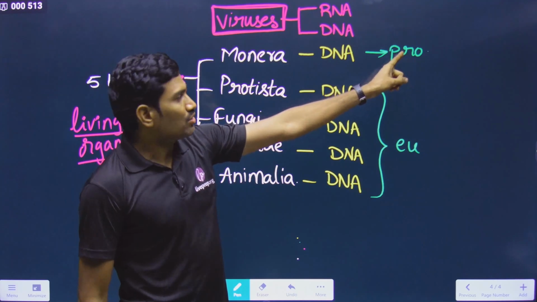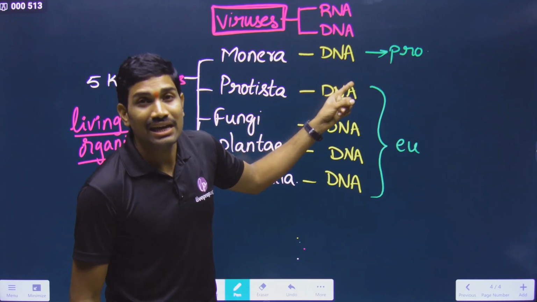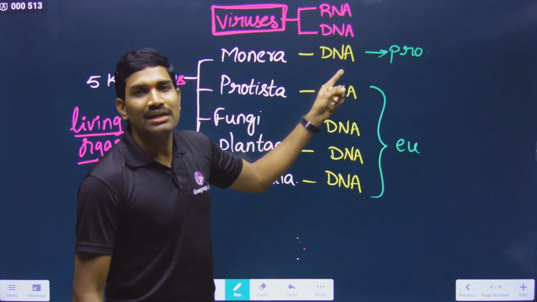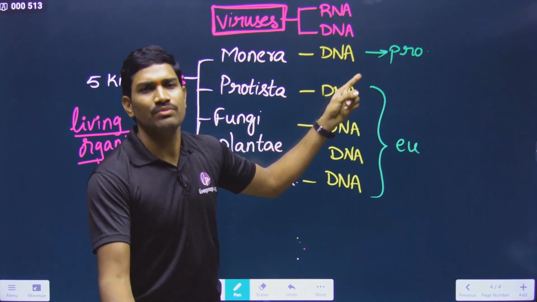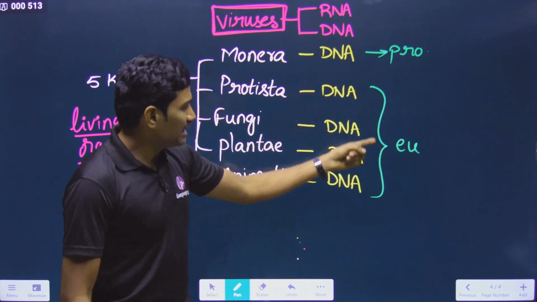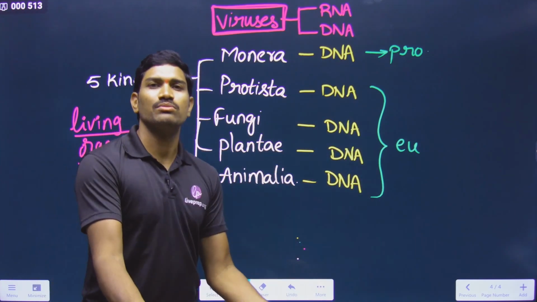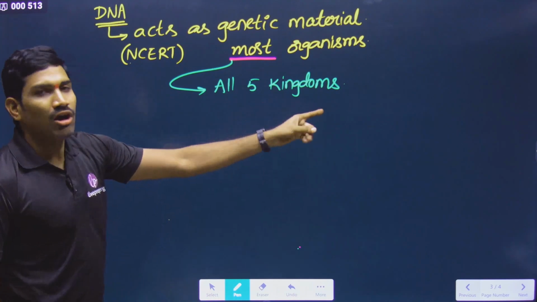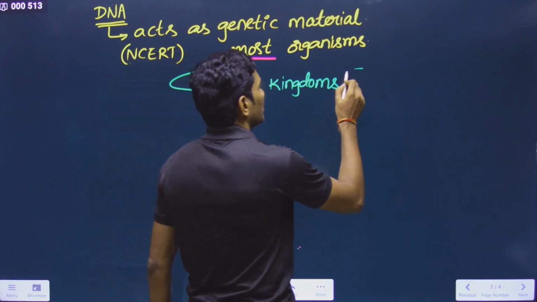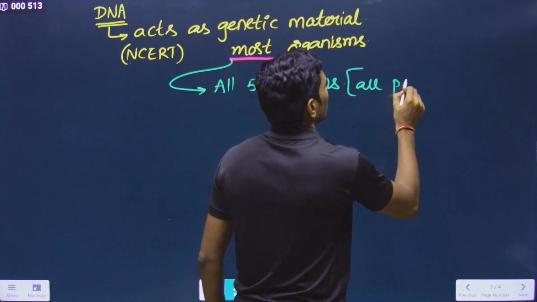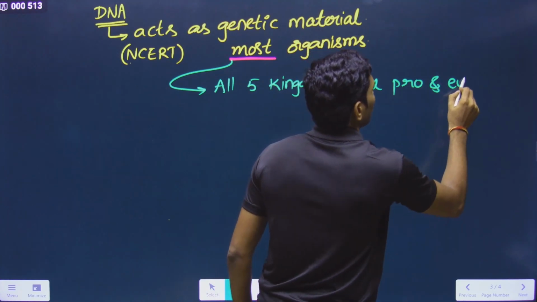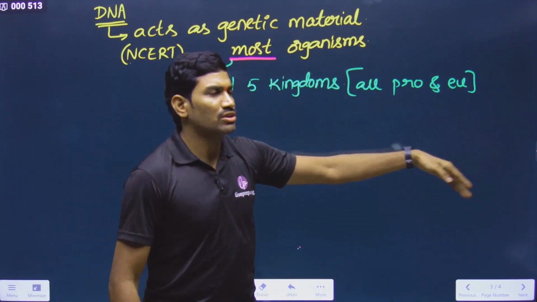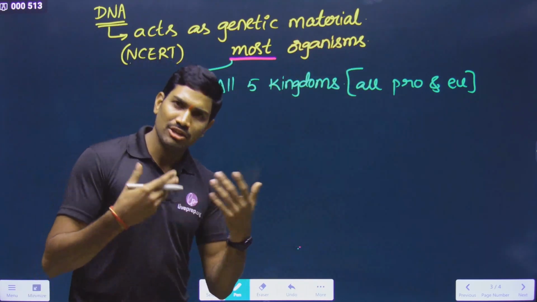All the prokaryotes have DNA as a genetic material. True or false? Yes, it is true. All the eukaryotes have DNA as a genetic material. True or false? Yes, it is also true. So here what you can write? You can write all 5 kingdoms, or you can write all prokaryotes and eukaryotes. Can you write like this? Yes. All prokaryotes and eukaryotes also have DNA as genetic material. Like this also you can write.